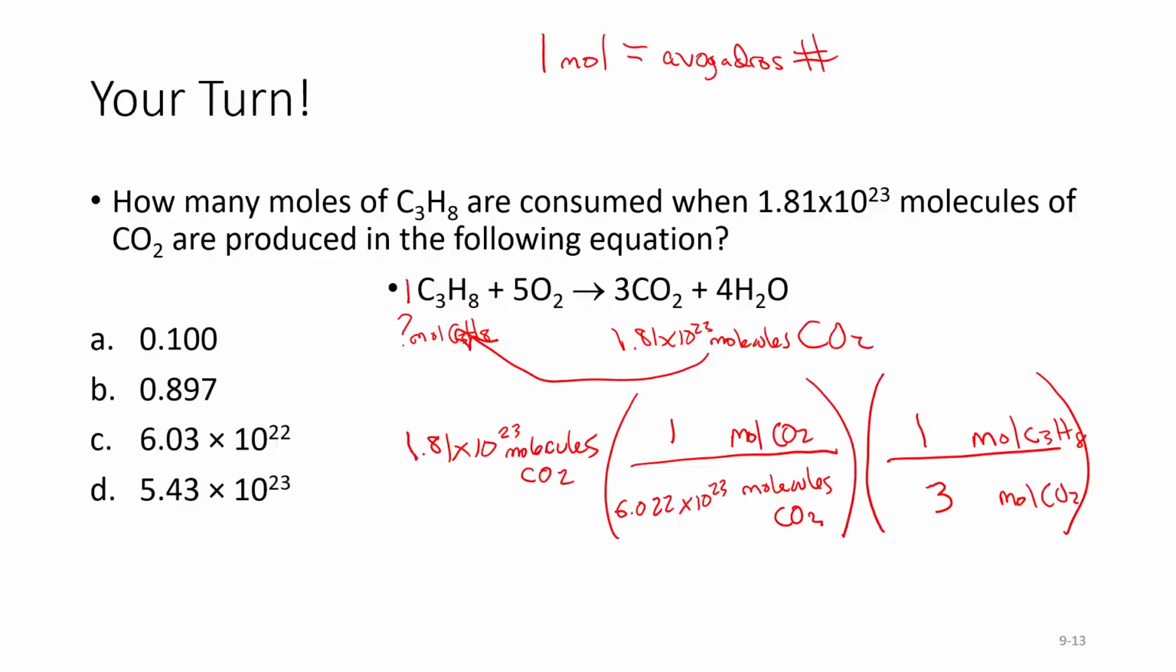So doing this in the calculator is a little bit tricky, but we want to make sure that we multiply 6.022 times 10 to the 23rd times 3, and then we're going to take 1.81 times 10 to the 23 divided by whatever that answer was. Remember, anytime you use a number that's in scientific notation, we need to put parentheses around the number that's in scientific notation.